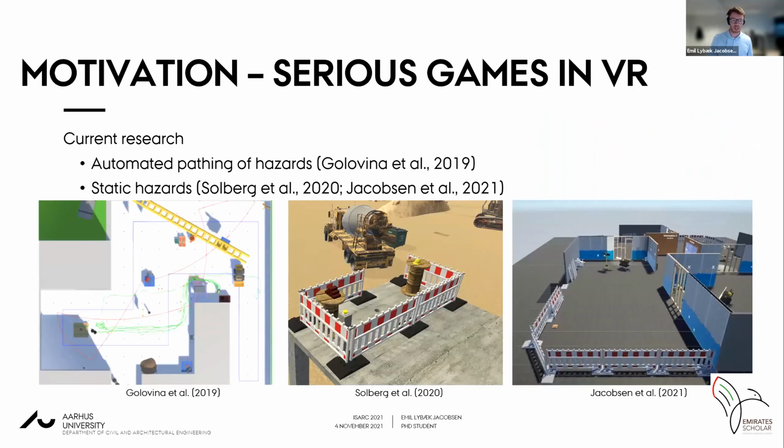For serious games in VR, current research for hazards is divided into two different methods. It's either automated pathing of hazards, as we see in Golovina et al. from 19, where both the skid steer loader and the crane have been pre-programmed to follow a path, and that makes the hazard very predictable. We can also look at the other category using static hazards. This is, for instance, the work by Solberg et al. from 2020, or our own work, Jacobsen et al. from 21, where we use, for instance, holes in the ground or leading edges as hazards.